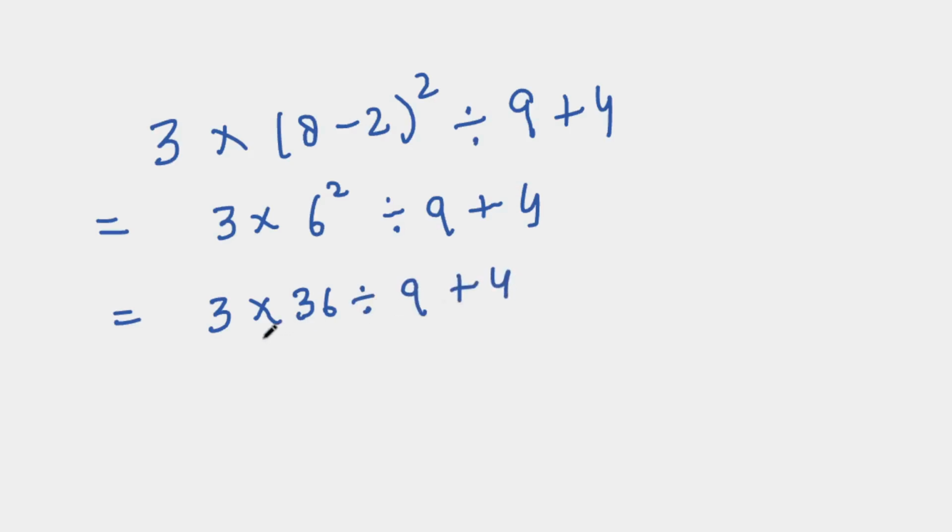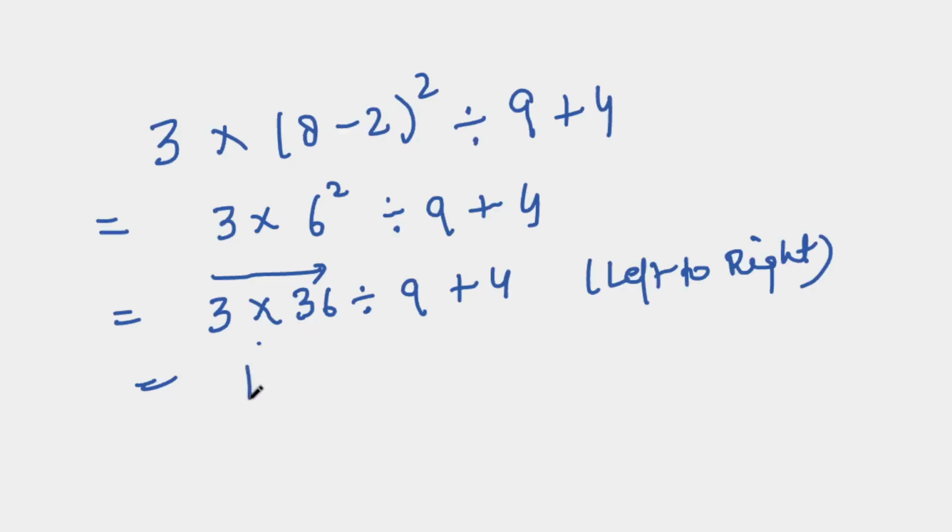Now here we see that multiplication and division are there along with the addition. So addition comes after multiplication and division. So we will talk about multiplication and division. And here we will follow which rule? Left to right rule. Okay. Because multiplication and division have equal priority. So multiplication is written first. So we will solve it. Okay. So 3 times 36 is 108 divided by 9 plus 4.